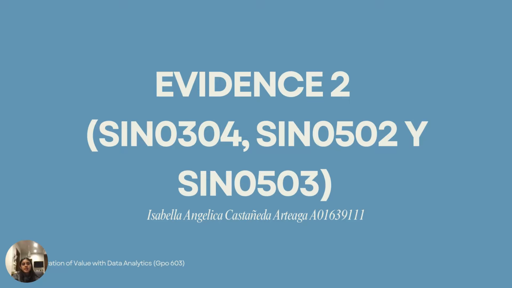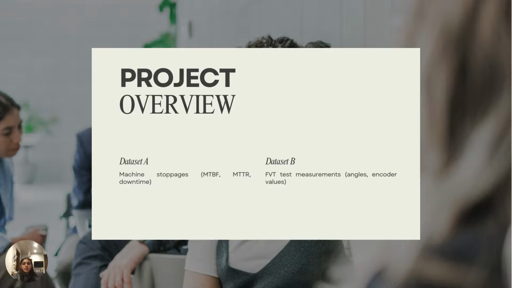Hello, my name is Isabela Castañeda, and this presentation summarizes our data analysis project on Flex, evidence number 2. We analyzed two datasets: dataset A, which included the machine stoppages, which directly affect Flex's operational efficiency, and dataset B, that contains the results of the FBT test for Maytag Series Line 6. And these datasets relate to Flex's problem of reducing downtime and improving consistency testing.